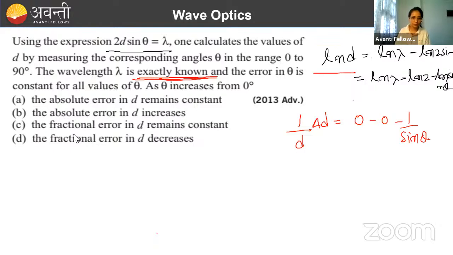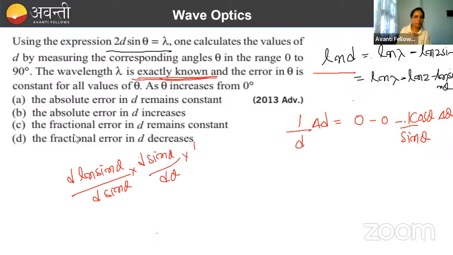Okay, done. Everyone is getting B actually. So let's see now. 1 by sin theta, and how much value are you going to get there also? This will become cos theta del theta. If you properly integrate, d ln sin theta by d sin theta into d sin theta by d theta into d theta. Done. So d ln sin is 1 by sin theta into cos theta into d theta. That I have written here. So delta d by d, you can see what we are going to get: minus cot theta into del theta.